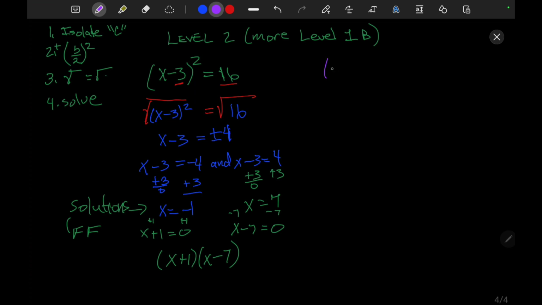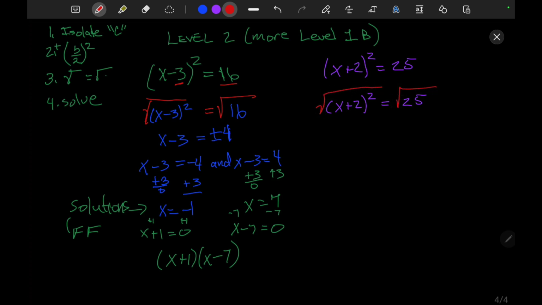Okay, let's do another one. What if I have x plus 2 squared equals 25? I already see that both sides are in the perfect square or in the squared position, so all I need to do is take the square root of both sides. So I'm going to rewrite it. X plus 2 squared equals 25, so I don't mess up my original problem.